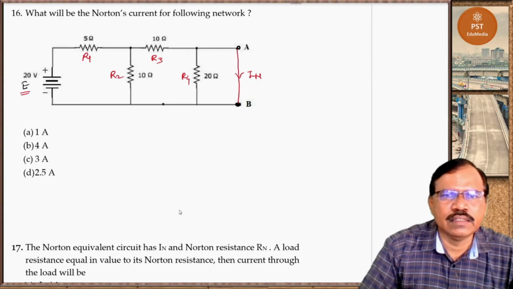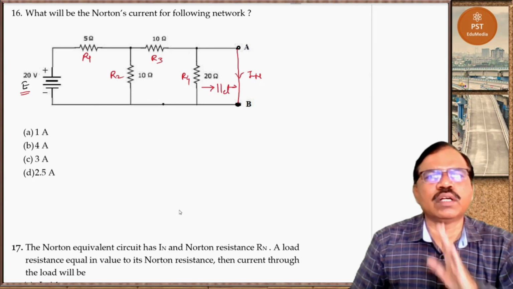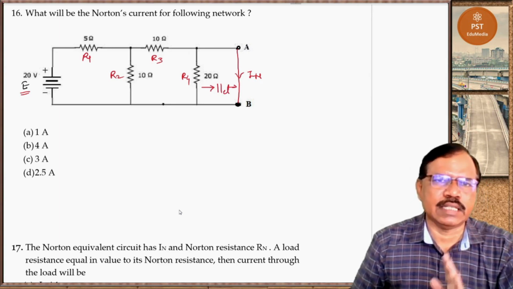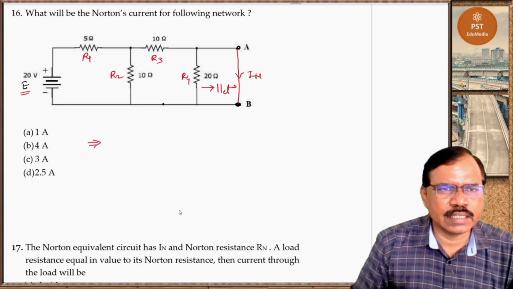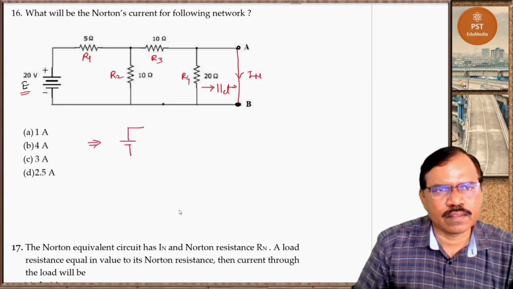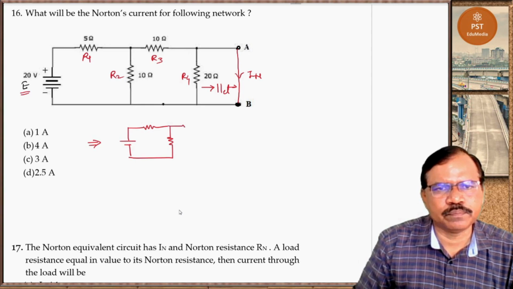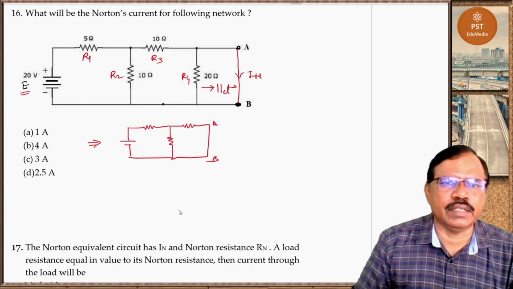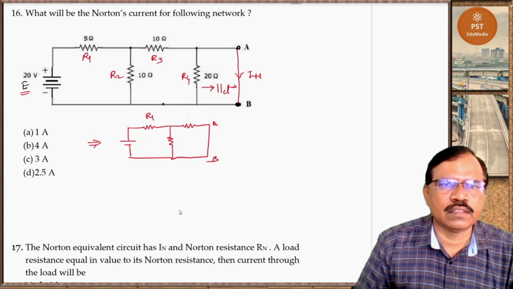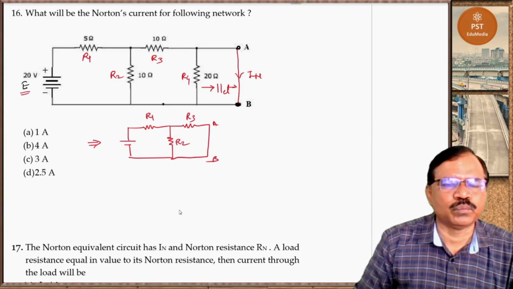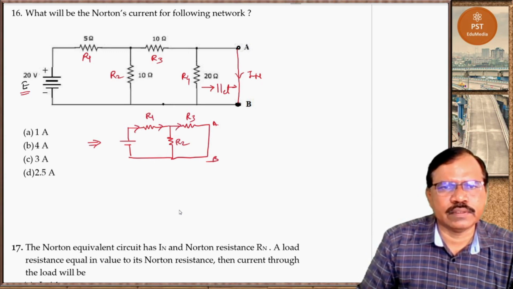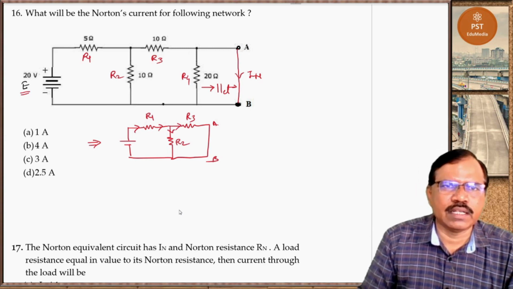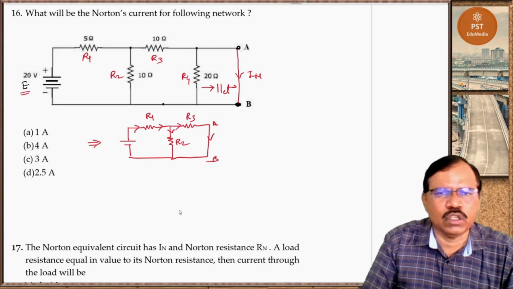Now what happens here? The short and this 20 ohm resistance, R4, are parallel, so no current will flow through the 20 ohm resistance. This circuit simply becomes like this: 5 ohm, 10 ohm, like this, with AB coming here. So here R1, R3, R2. Current will flow like this, then it is divided into two branches. Whatever current goes through R3 will go through the short.